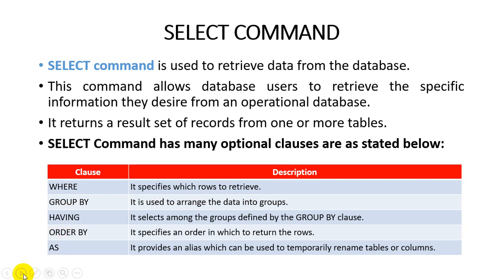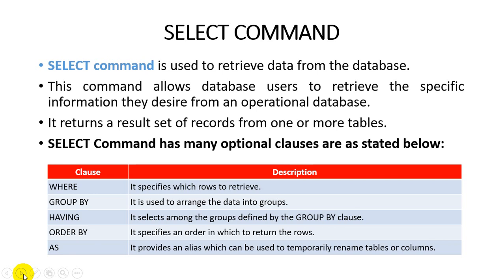Order by specifies an order in which to return the rows. There are two different options, known as ascending order and descending order. If you want information in ascending form, like A to Z, at that time we use ascending order. If you want to retrieve data in descending order, meaning last row first, it is used in combination with select and order by.